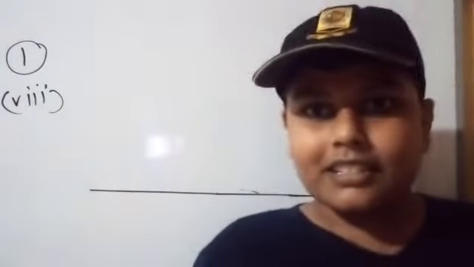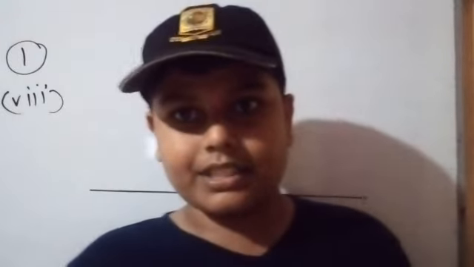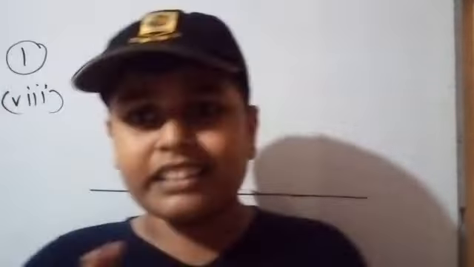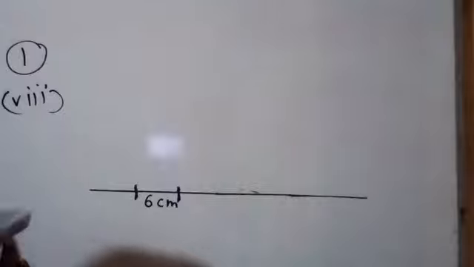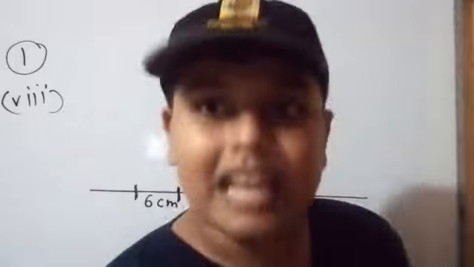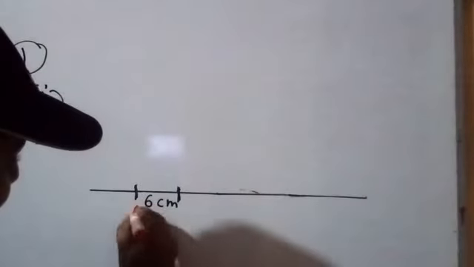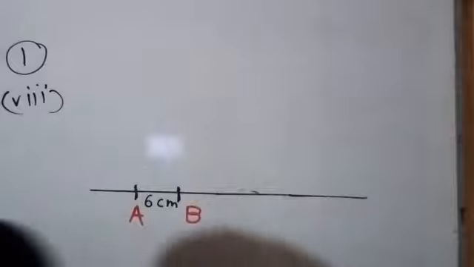Now a 6 cm length line means, get the ruler and keep the 6 cm measurement. I keep the 0 and 6. This is the 0, this is the 6. So this length is 6 cm length. Now name that as AB.